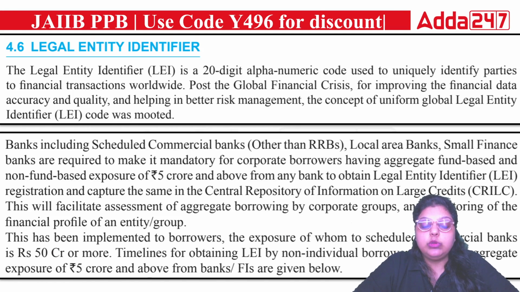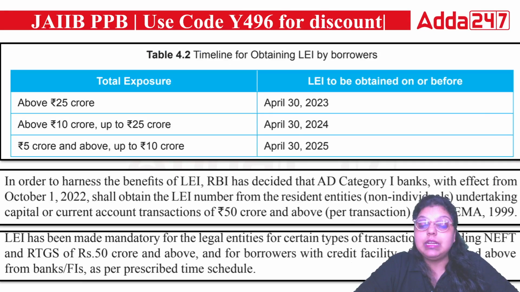Okay. Also, it has been said that for borrowers whose exposure from scheduled commercial banks is 50 crore or more, the timeline for obtaining an LEI by individual borrowers enjoying aggregate exposure of 5 crore and above from banks and financial institutions has been given a time limit. And the time limit is that if any customer has an exposure of above 25 crore, they have to get the Legal Entity Identifier by April 30, 2023.